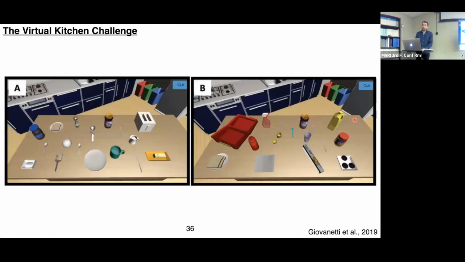And in addition to that, we will use the task called the virtual kitchen challenge, developed by Tania Giovannitti, with whom we are planning to collaborate. Basically, this task is a virtual reality task testing naturalistic action deficit, and we find a measure of those deficits. We are planning to look at the link between the SRT task, the serial reaction time task, and the virtual kitchen challenge.